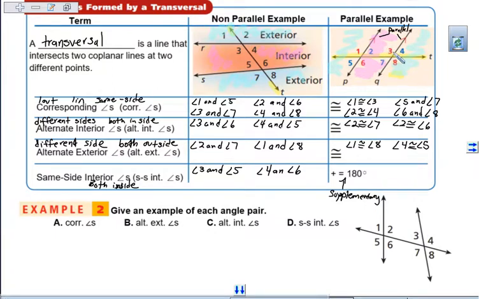In our parallel example, the angles that would be same side interior angles are angle 2 and angle 3, and they would add together and equal 180 degrees. The other set would be angle 6 and angle 7, and again they'd add up and equal 180 degrees.